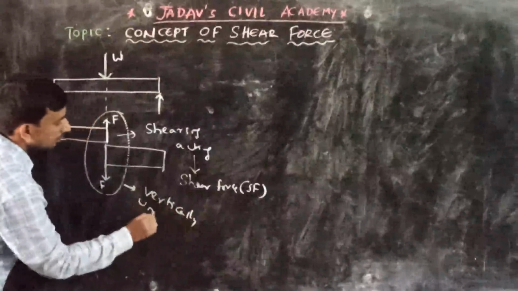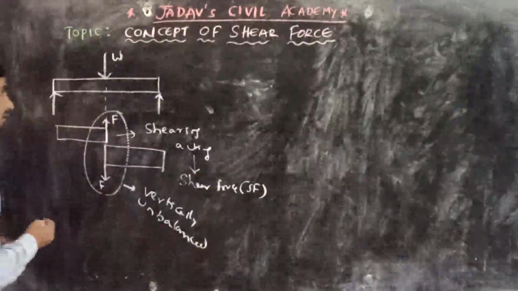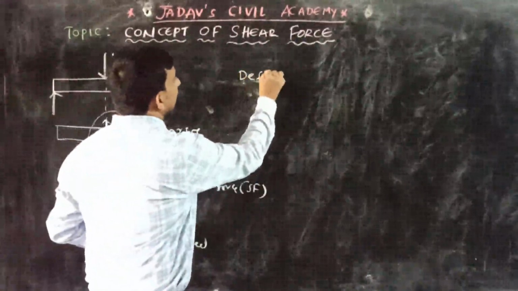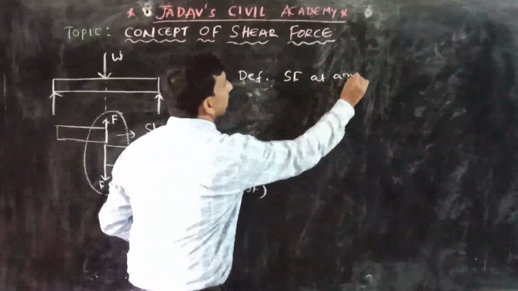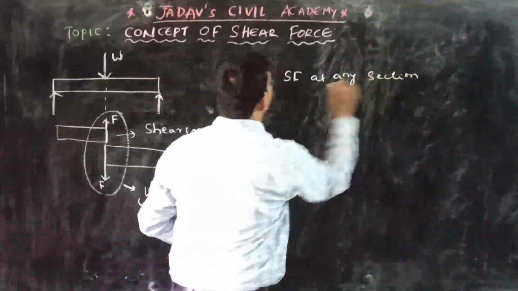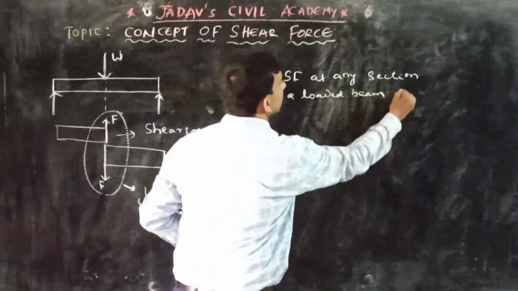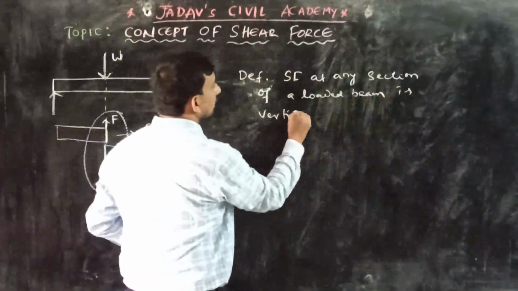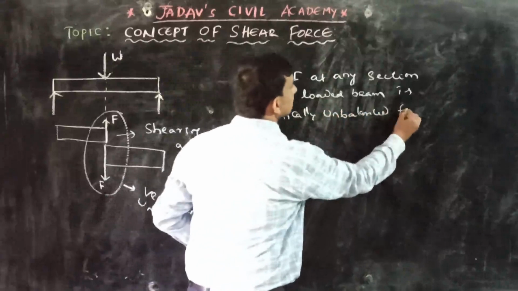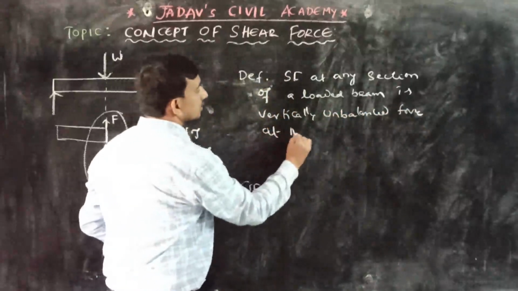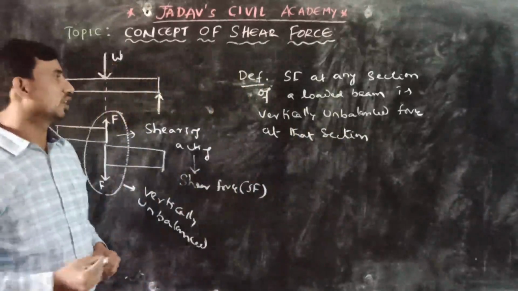Vertically unbalanced forces at this section. Right? So the definition of shear force is: the shear force at any section of a loaded beam is the vertically unbalanced force at that section. So this is the definition of a shear force.